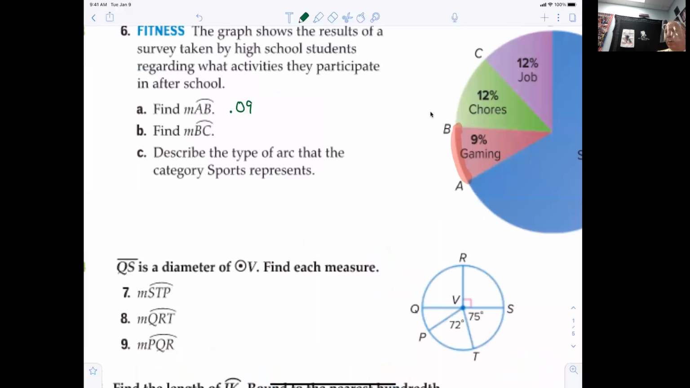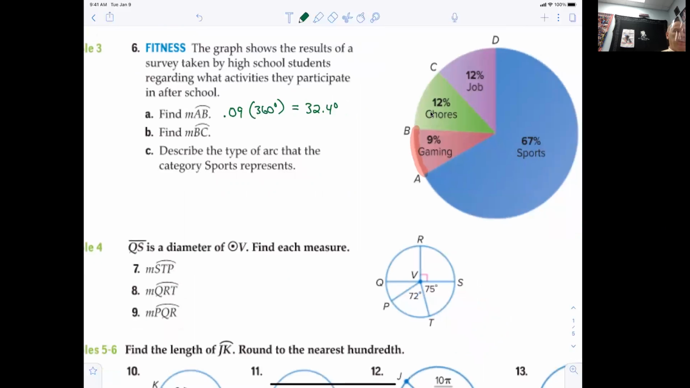0.09, right? And then times 360. Yeah, it's just 9% of 360 degrees. 9% of 360. And somebody tell me what 9% of 360 is. 32.4 degrees. All right, any questions with that? All right, now let's look at BC. So what would BC be? 12% of 360.